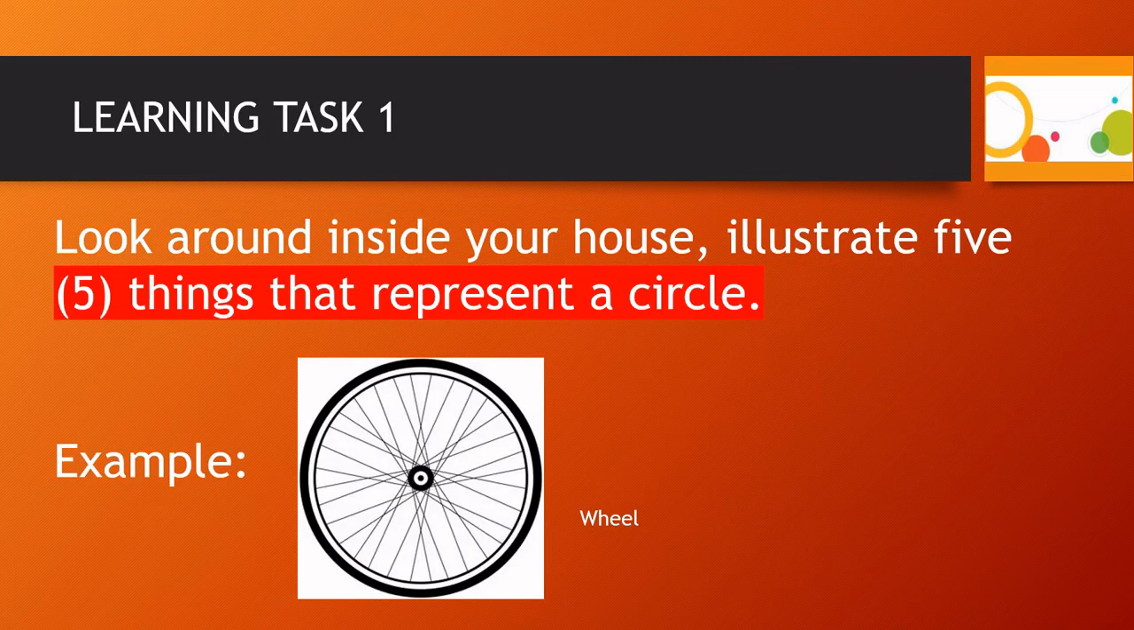Now, let's have learning task number 1. All you have to do is look around inside your house, then illustrate 5 things that represent a circle. In our first discussion, I already gave some examples of a circle. So, what other examples of a circle can you see in your house? Give 5. Okay? Example, wheel.